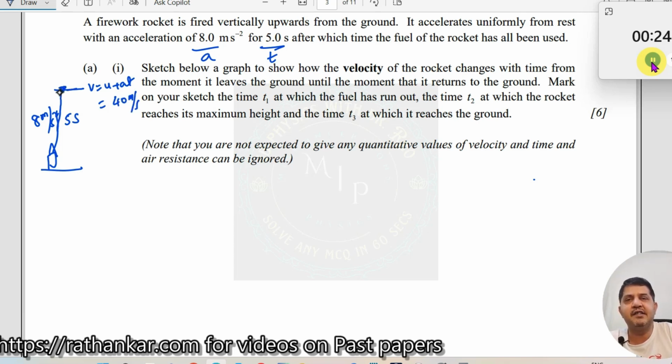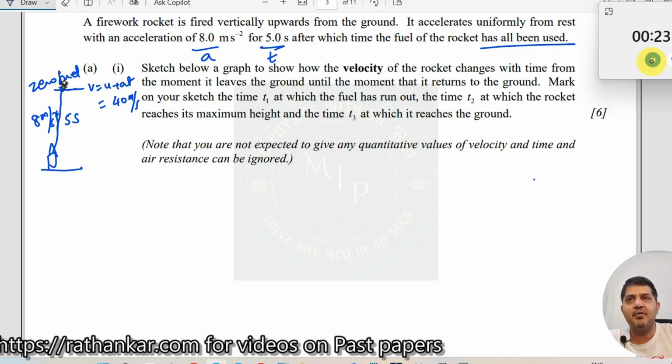When it reaches this point, the acceleration stops, because the fuel of the rocket has all been used. Until here there was fuel, and after here there is no fuel. So here it is the zero fuel condition. Sketch below a graph to show how the velocity of the rocket changes with time from the moment it leaves the ground until the moment it returns to the ground. Why should it return to the ground? Let us understand the dynamics here.